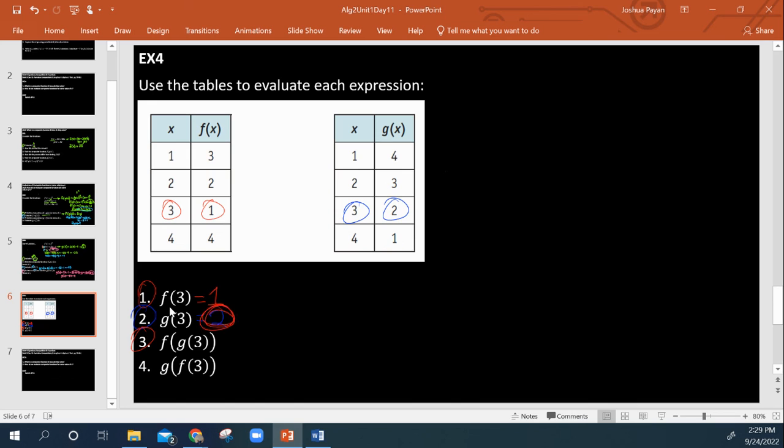Now, what is f of g of 3? Or what is f of 2, because we know g of 3 is 2. So when x is 2, f is also 2. We've got that one just by looking at the table. And now we're looking at what is g of f of 3? Well, we know f of 3 is 1, so instead of g of f of 3, we can say g of 1. And g of 1 is 4.